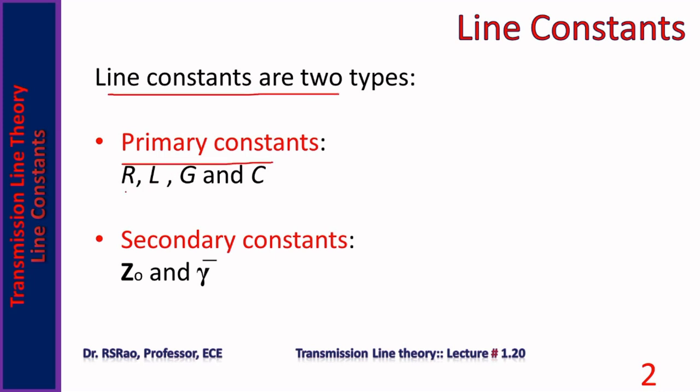Under primary, RLGC. R stands for resistance, L stands for inductance, G stands for conductance, and C stands for capacitance of the line. These are four. Secondary constants under this category, Z0, characteristic impedance, and gamma. It is propagation constant of the line. These two fall under the category of secondary constants.